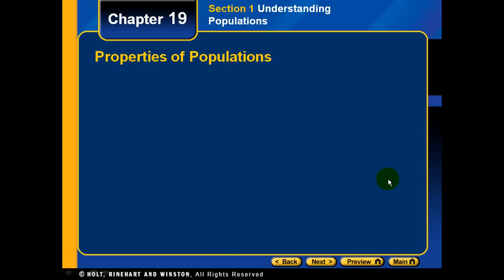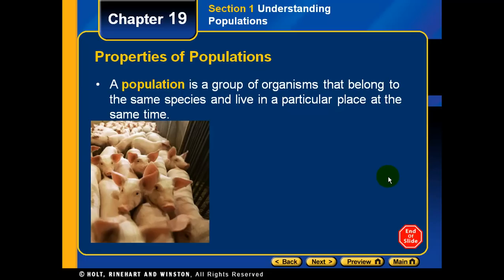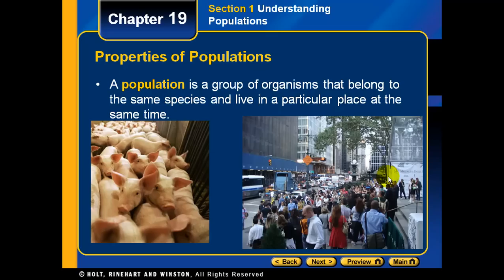All right, populations have certain properties. First, let's define what a population is. A population is a group of organisms that belong to the same species and live at a particular place at the same time. So all of these pigs are a certain species. They're living in that pen at the same time.